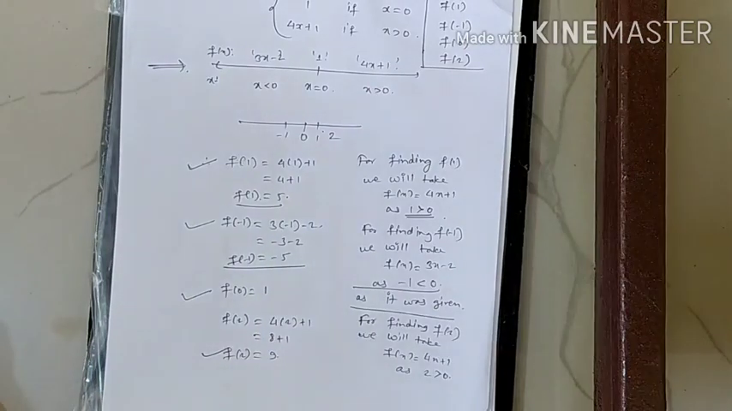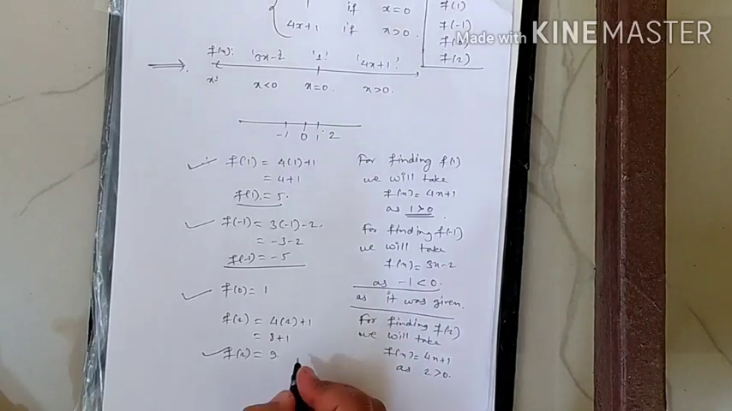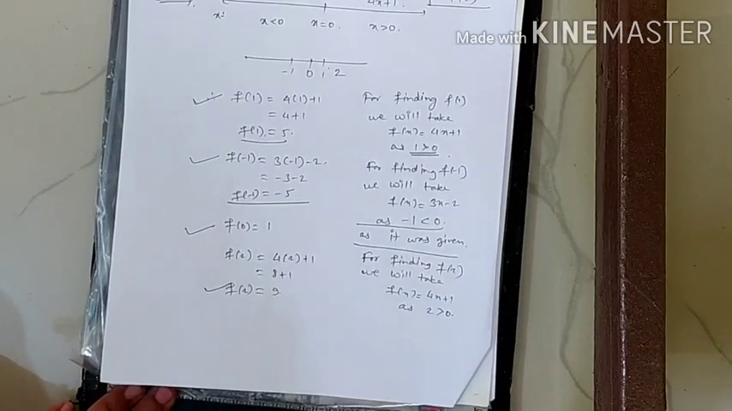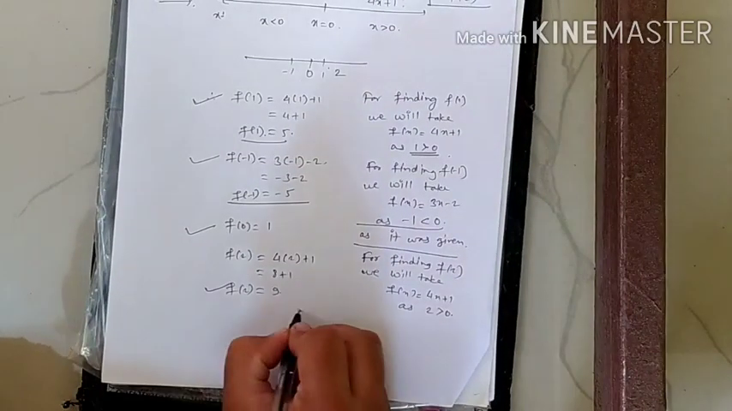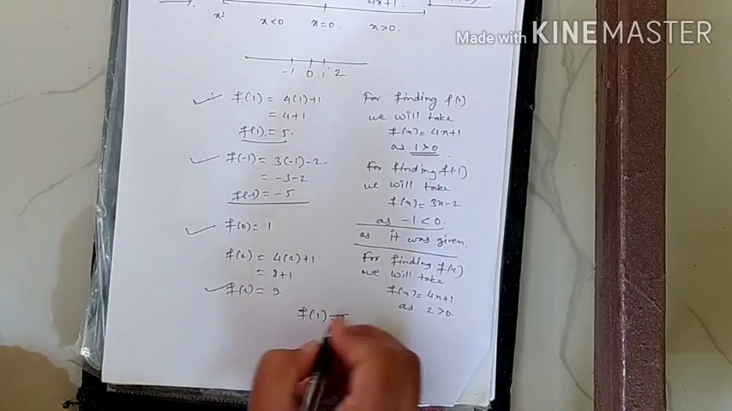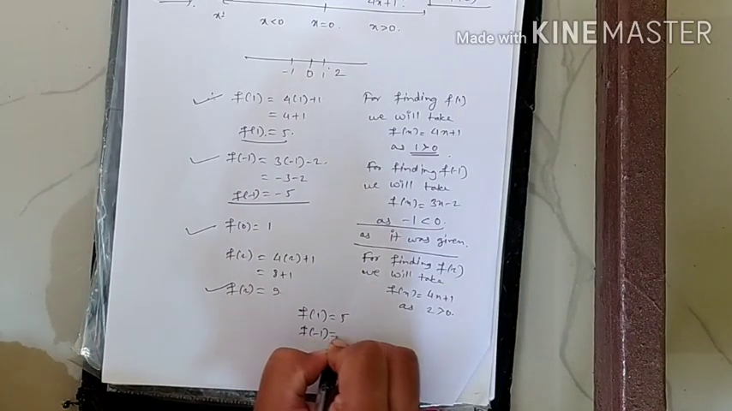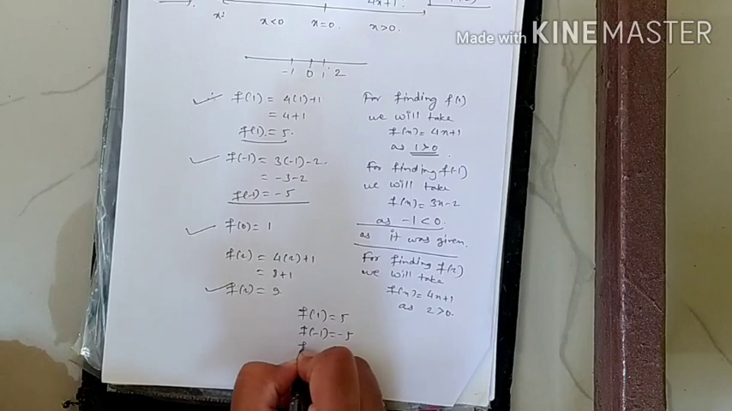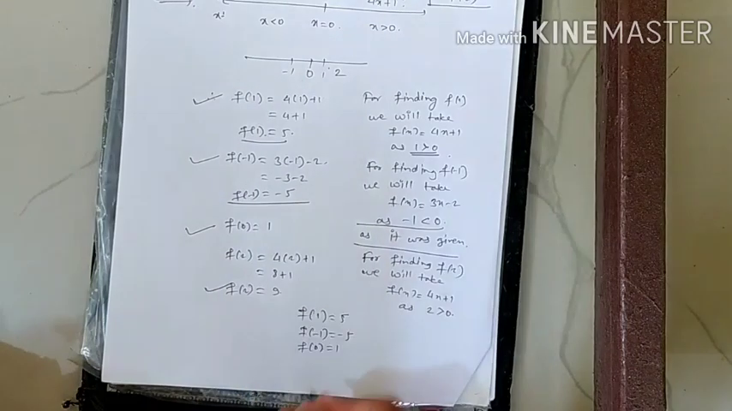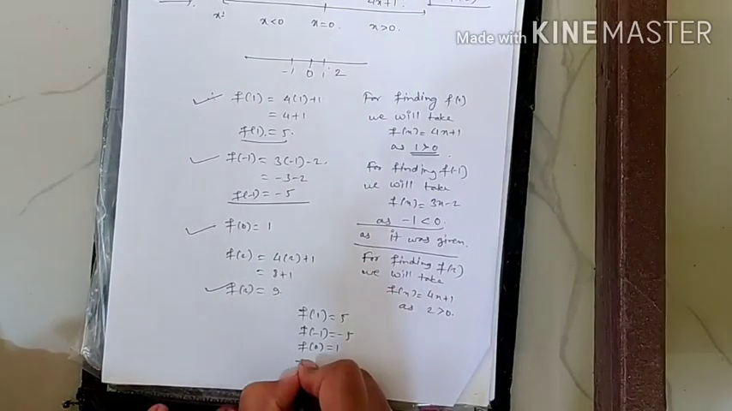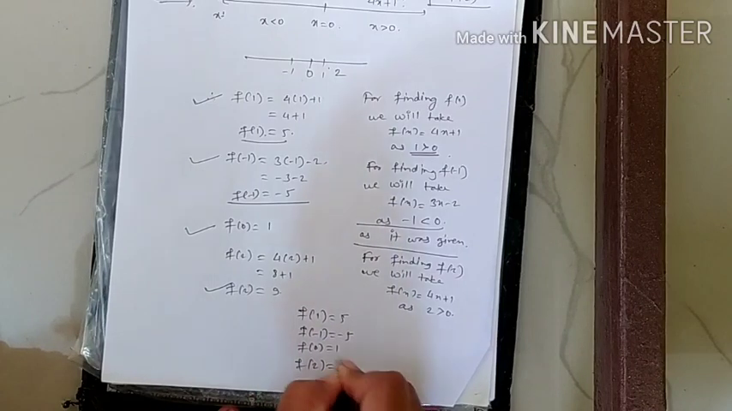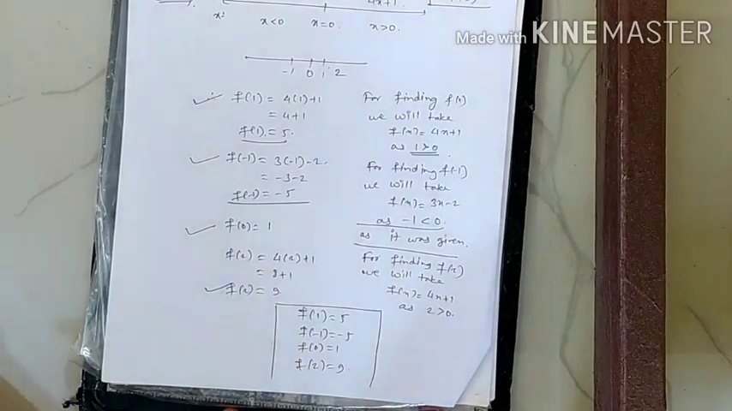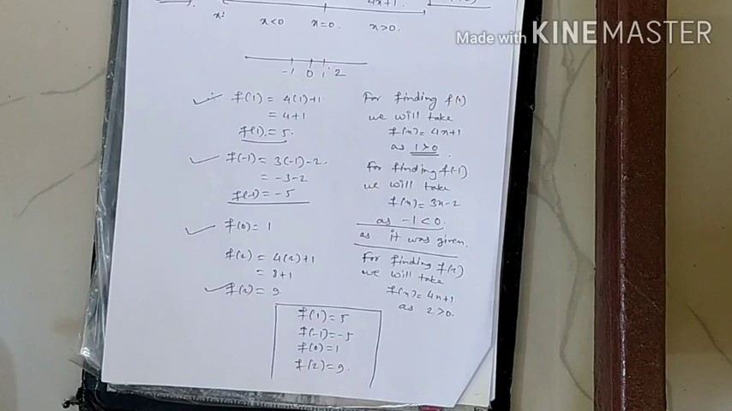So what we have now? F of 1, is it visible? Yes. So f of 1 is 5, f of minus 1 is minus 5, f of 0 is 1, and last one, f of 2 is 9. Any doubt, student? Any doubt? So here the expression, there were three expressions for one function.